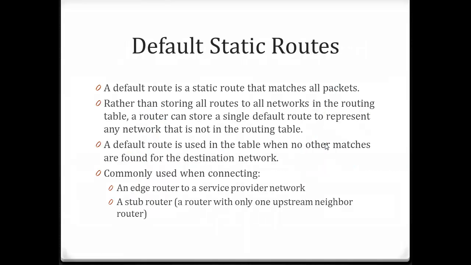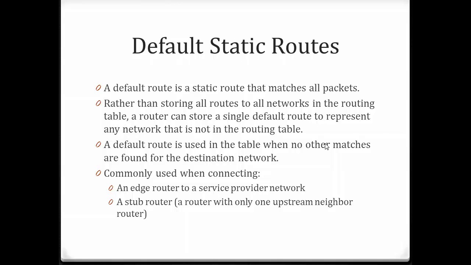Default static routes. We see these quite often. A default route is a static route that matches all packets. Rather than storing all routes to all networks in a routing table, a router can store just a single default route to represent any network that is not in the routing table. A default route is used in the table when no other matches are found for the destination. So instead of dropping a packet, if the network is not in the routing table, it can use the default route instead, but only if that default route exists.